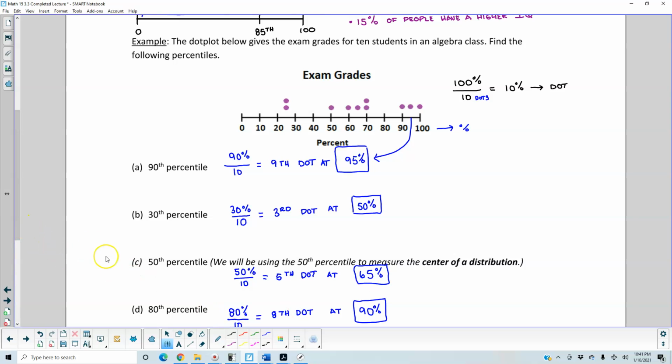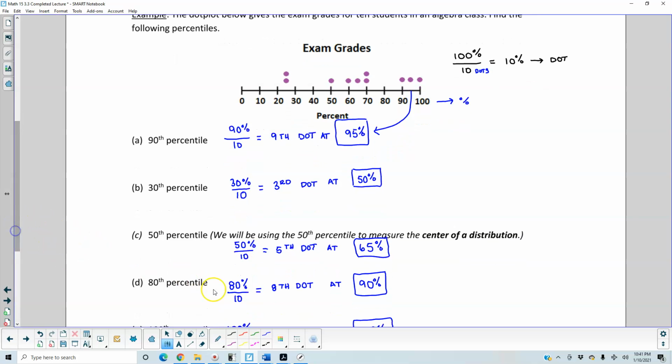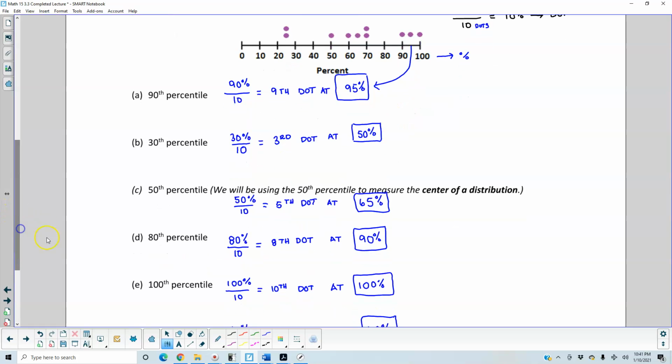Okay, the 80th percentile. We're going to take 80% divided by 10, and that's the 8th dot. So we got 1, 2, 3, 4, 5, 6, 7, 8. And the 8th dot is located at 90%. And the 100th percentile. So 100% divided by 10 is the 10th dot. So if we count the dots, 1, 2, 3, 4, 5, 6, 7, 8, 9, 10. 10 is at 100%.